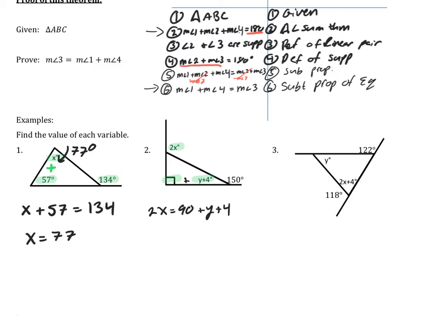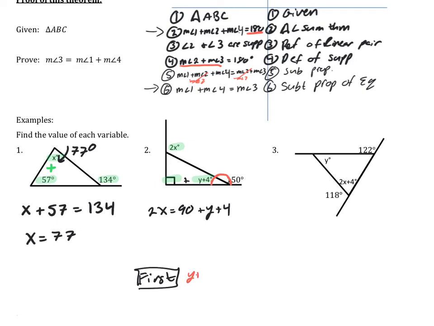Well, I can't solve that yet because I don't know what y is, and I don't know what x is, and I can't have an equation with two variables. So what can we do first? What can we solve for first? Well, I can notice that we have a linear pair right here. So I'm going to use that to try to find y.